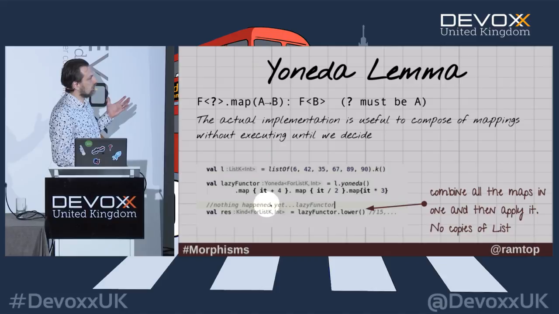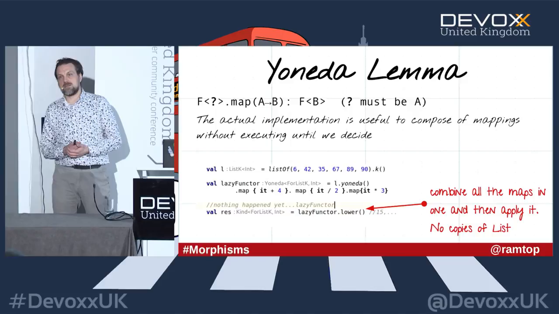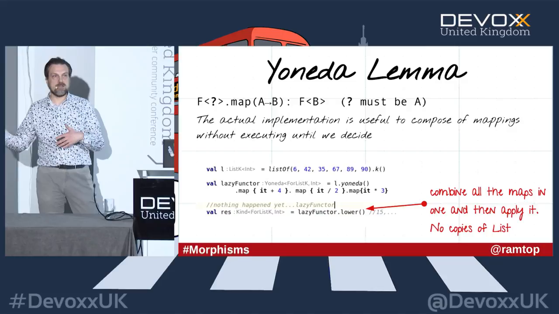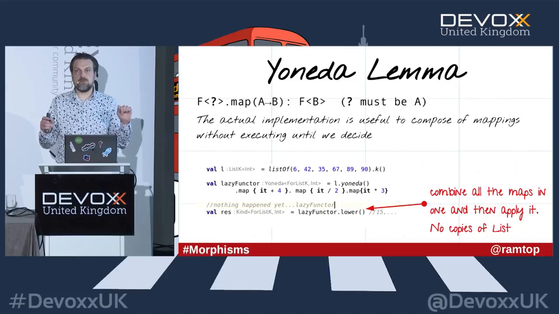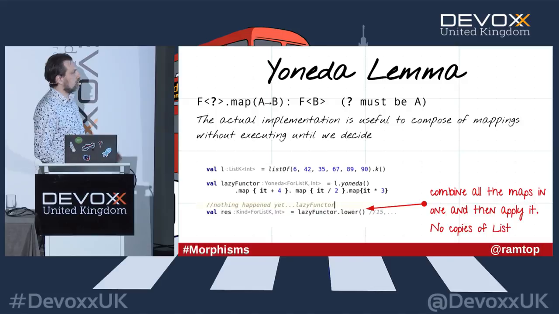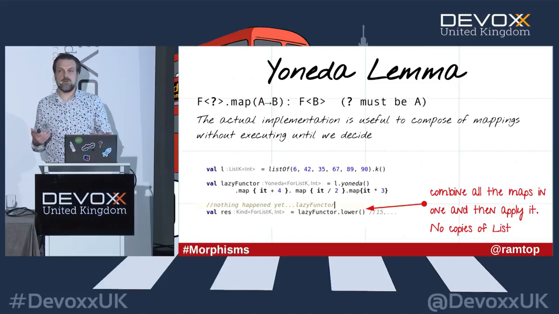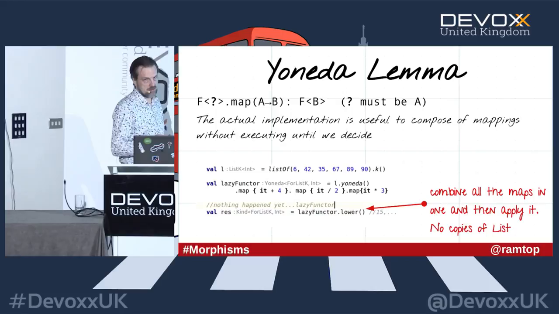The nice thing is that if we have a list of 1 million numbers and we want to apply many transformations, which in this case are very trivial, but transformations can also imply going to a database or transforming with a complicated algorithm, when you apply this, it will just execute once. So basically, it combines all the functions and then just executes it once. It doesn't copy the list every time. If you instead just apply a map to a list, it will be copied every time. Otherwise, you can do it with streams, but that's another topic. This is kind of a poor man's streams way to do this using functor composition.